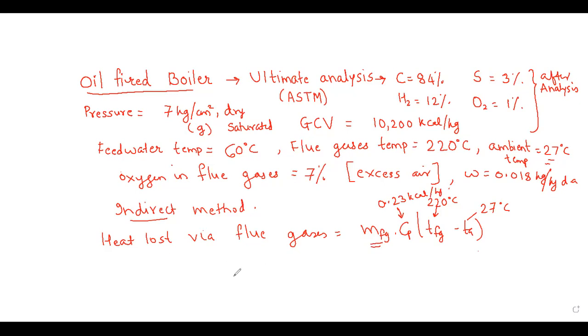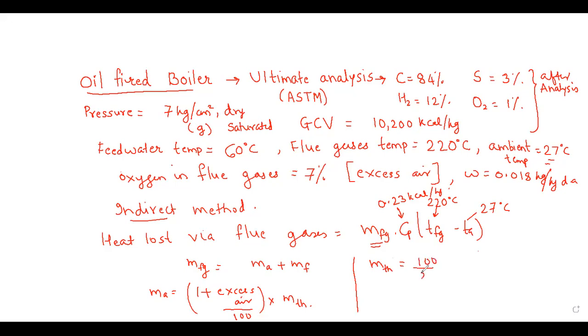So mass of flue gases is calculated as, this is very important. Mass of flue gases is mass of air supplied plus mass of fuel. Now mass of air supplied will be 1 plus the excess air percentage-wise, into the mass of the theoretical air supplied. And we have seen that the mass of theoretical air is calculated as 100 by 23, 8 by 3 carbon plus 8 hydrogen plus sulfur minus oxygen.